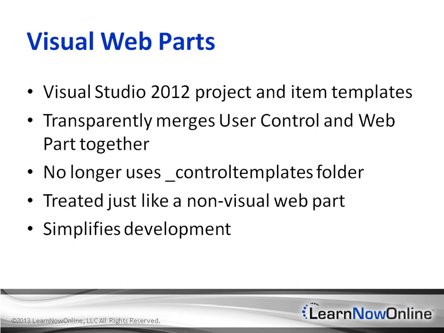Now you don't have to do that because everything is simplified. It's all in one. So if you put a property on your visual web part, you don't need to pass it anywhere else because you're right there. So it actually makes things a lot easier. So what we'll do now is we'll take a look in Visual Studio 2012 and create a visual web part and deploy it to our site.